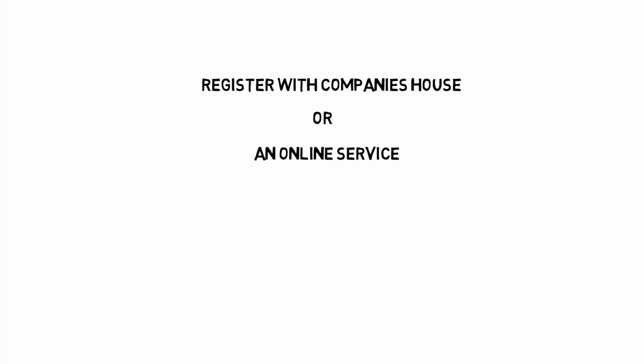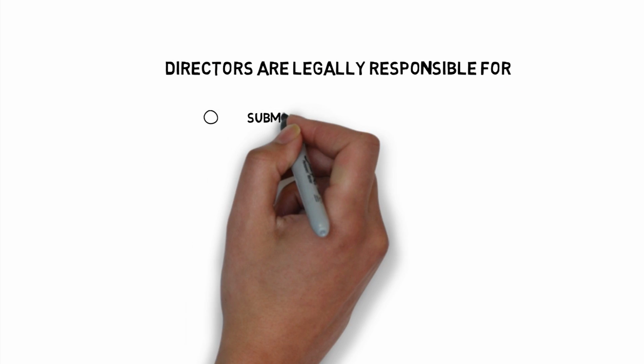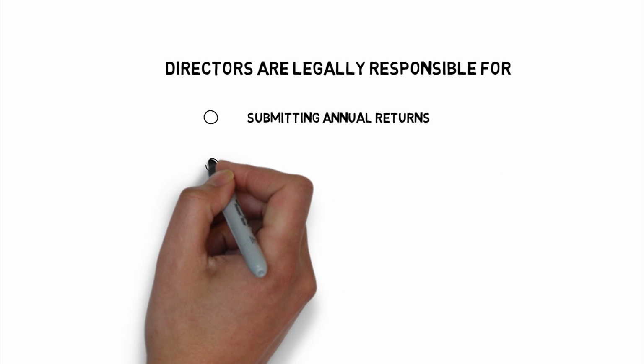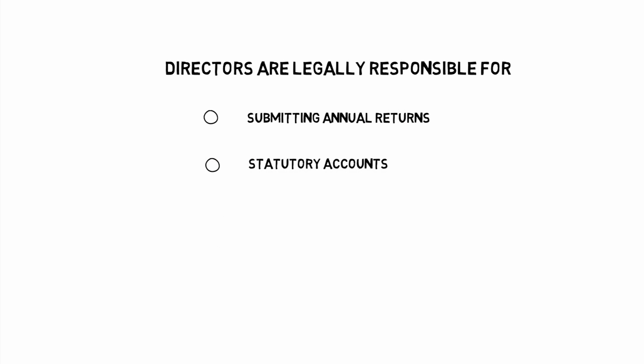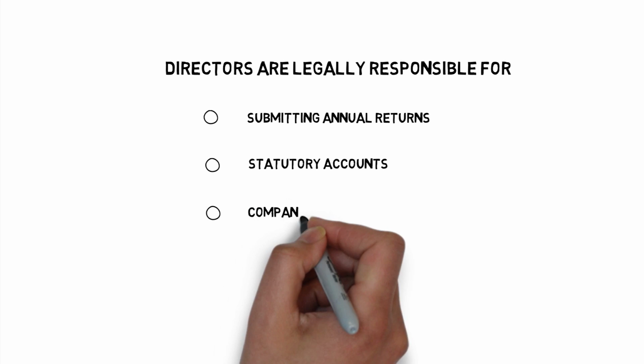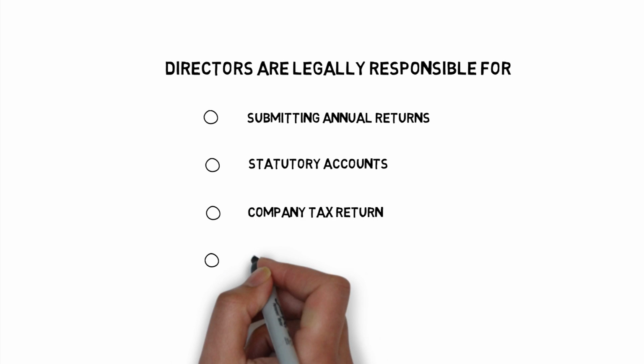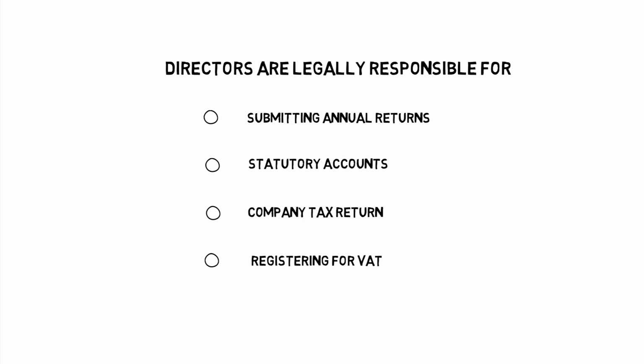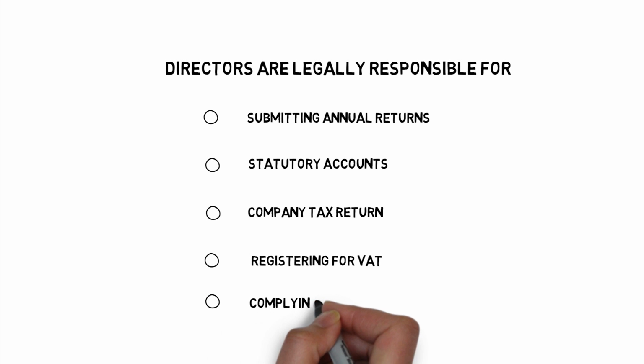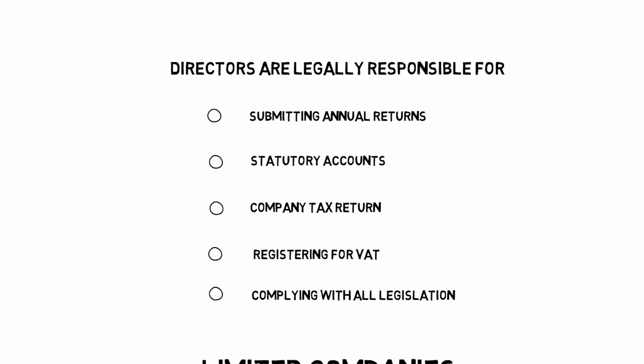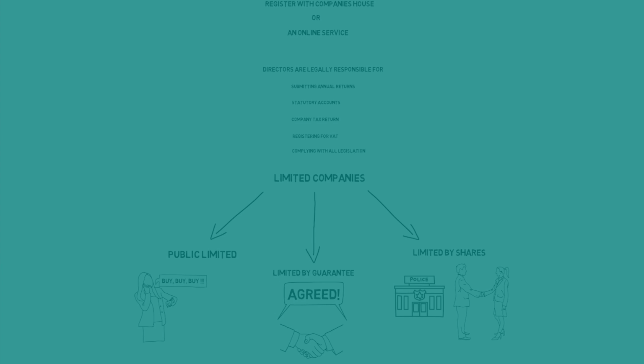The directors of a company are legally responsible for the running of the company. This includes submitting an annual return to Companies House, putting together statutory accounts, sending the HMRC a company tax return, and registering for VAT at the right point, and complying with all other laws in the UK such as the Distance Selling Act. There are a lot of advantages to setting up your company as a limited company.